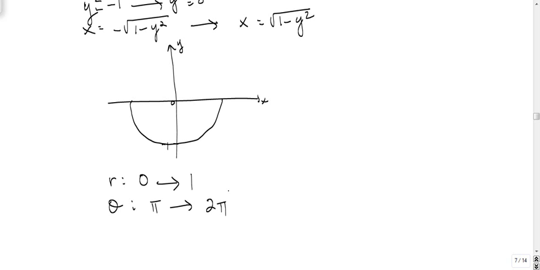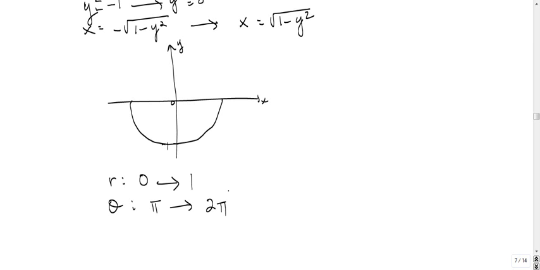Could you do it from 0 to negative? No. If you do it from, okay, that's a good question. He asked if you could do it from 0. I think you want to say negative pi to 0. Yes, you can do that.